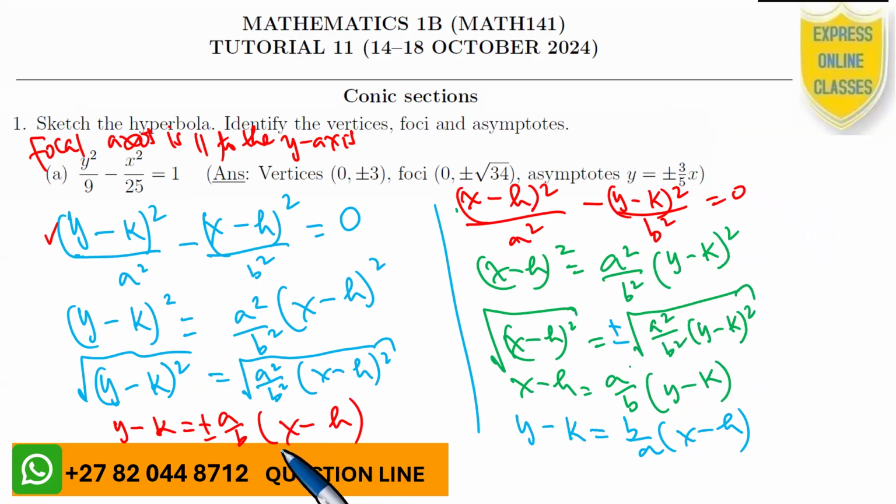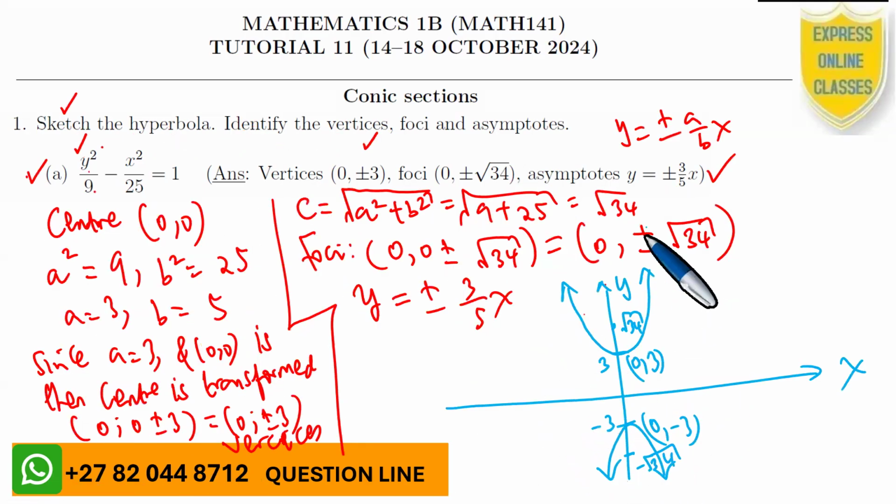So it means it can be either a over b when y is positive, and when x is positive, it becomes b over a. So you can note it that way. It can be a over b all the time, but if x is positive, then it's x minus h, then it's a over b.